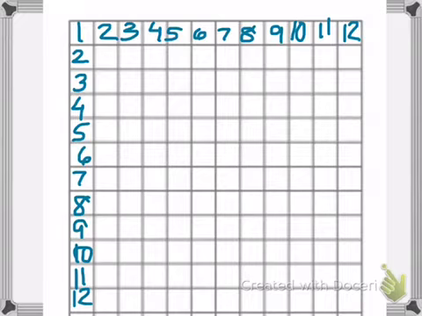So now let's actually practice filling them in. Of course, you can just start with the 2's easily. 2 times 2 is 4, 2 times 3 is 6, and you'll notice you can start seeing the pattern. It's jumping by 2's. So you can just start filling in jumping by 2's.